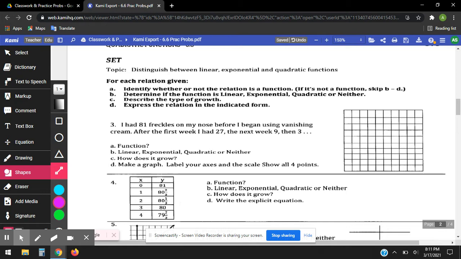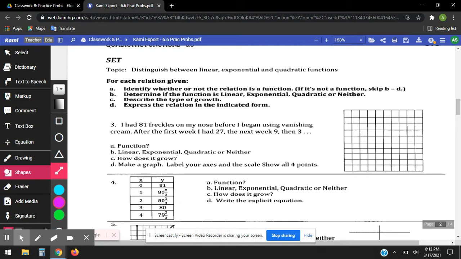Now we're going to distinguish between linear, exponential, and quadratic functions. So for each relation, we need to identify whether it is a function or not. Determine if the function is linear, exponential, quadratic, or neither. So they're listing them all out for us. Describe the type of growth, so what it's doing, and then express the relation in the indicated form.